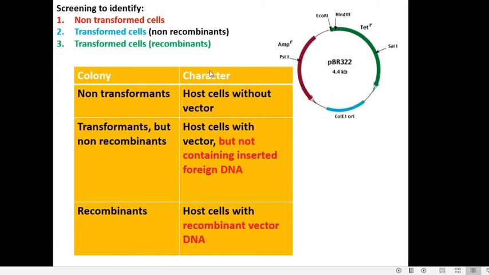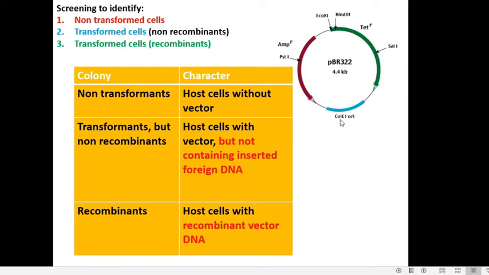Anyway, that is the first step in which we cut the vector, treat it with alkaline phosphatase to prevent recircularization. We cut out the foreign DNA, mix the two and add ligase in the hope that the cut vector will join with the cut foreign DNA to form the recombinant DNA. But I told you there will be some vector molecules which undergo recircularization, but we cannot do the screening here. Now we proceed with the experiment.